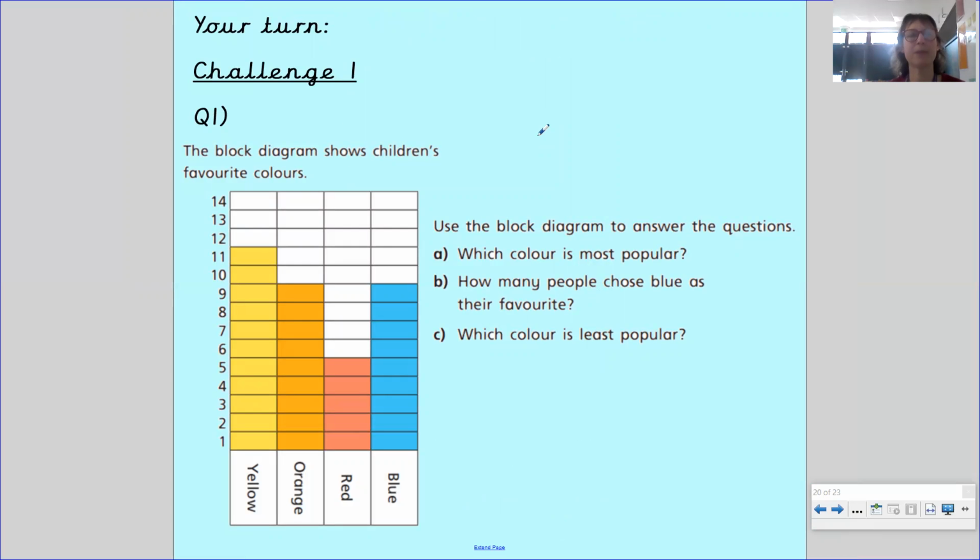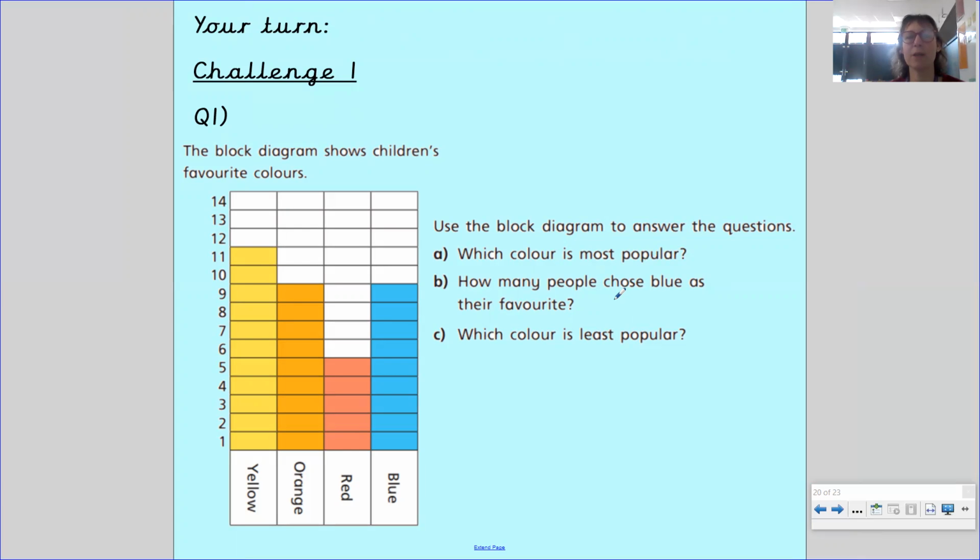Now it's your turn. Challenge 1. Here is a block diagram. So you have got to answer the 3 questions. Which colour is the most popular? And the most popular one is going to be the one that's the tallest. It's the one with the most amount of people. So which one's tallest? Don't even need to count. Don't need to look at that. Just which one's taller.